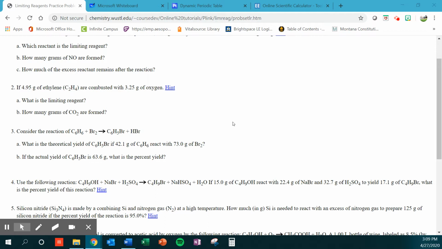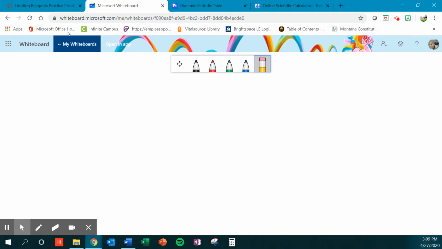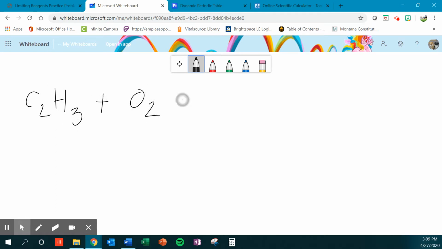To show you that, I'm going to work through a problem, and we're going to look at question 2 here. It says if 4.95 grams of ethylene, which is C2H4, are combusted with 3.2 grams of oxygen. Okay, and so we always have to start off with our equations first. So we have C2H4, and it says it's combusted, which means that it's always added to oxygen and it always produces carbon dioxide and water. Those are always the products of combustion.